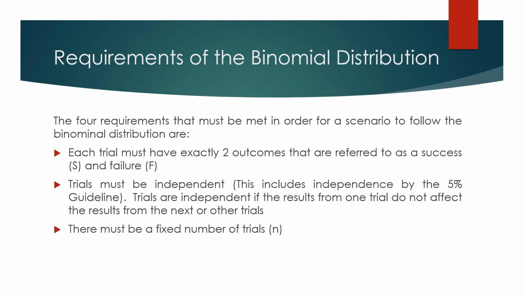There must be a fixed number of trials. So that's n, what we refer to as our sample size or our number of trials. So this is n for number of trials. And then lastly, the probability of success must be the same for each trial. So these two, the independence and the success remaining the same, go hand in hand every time.